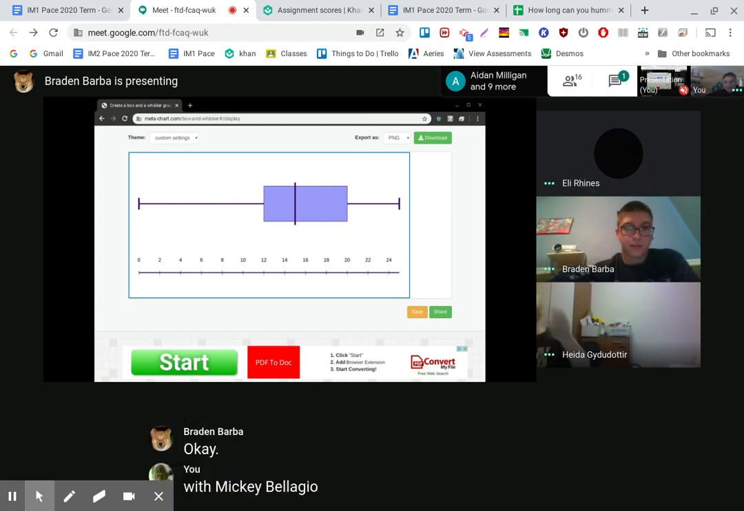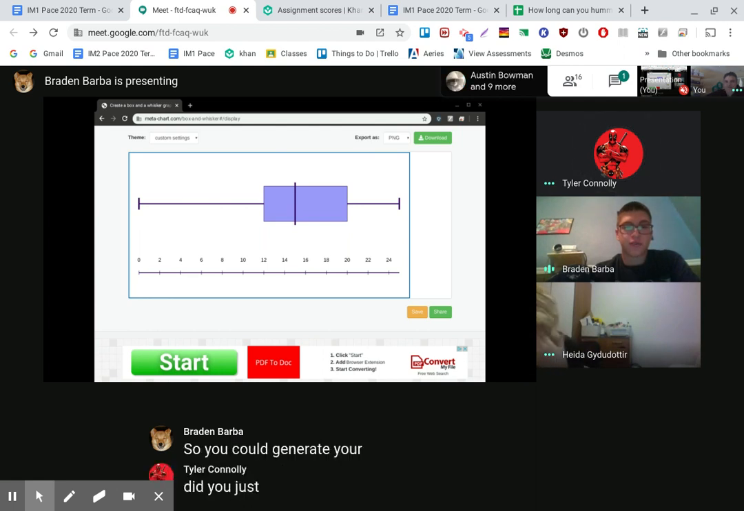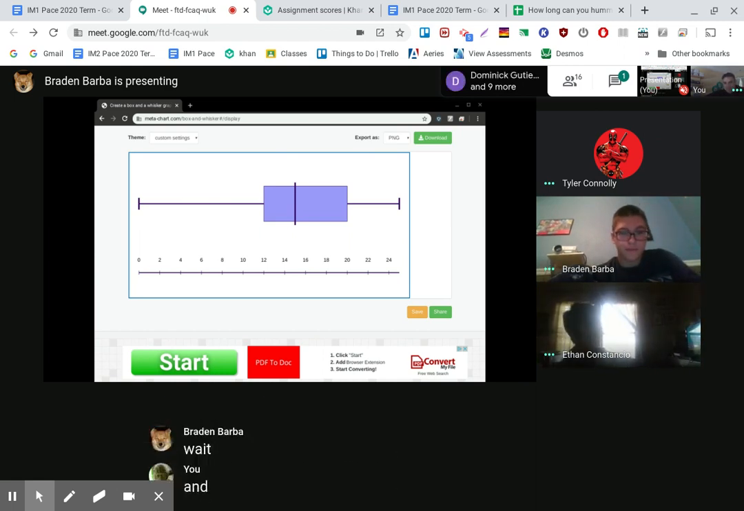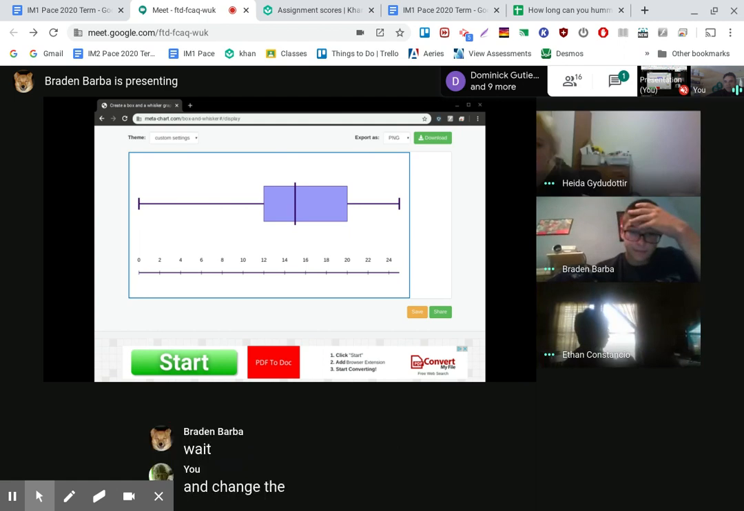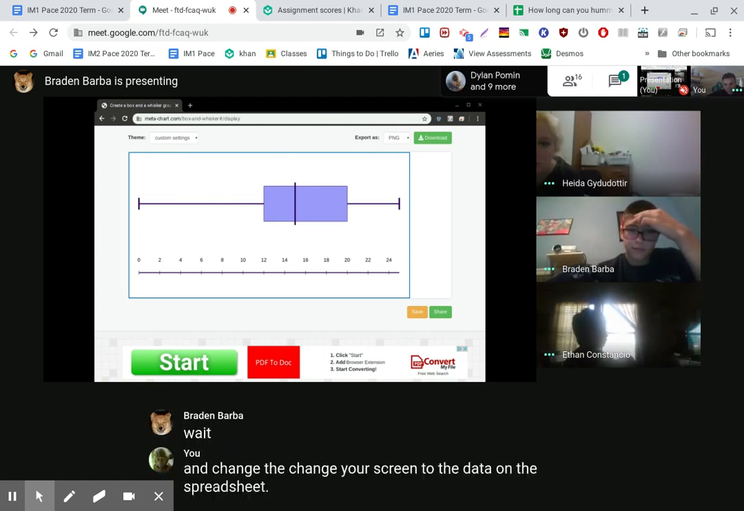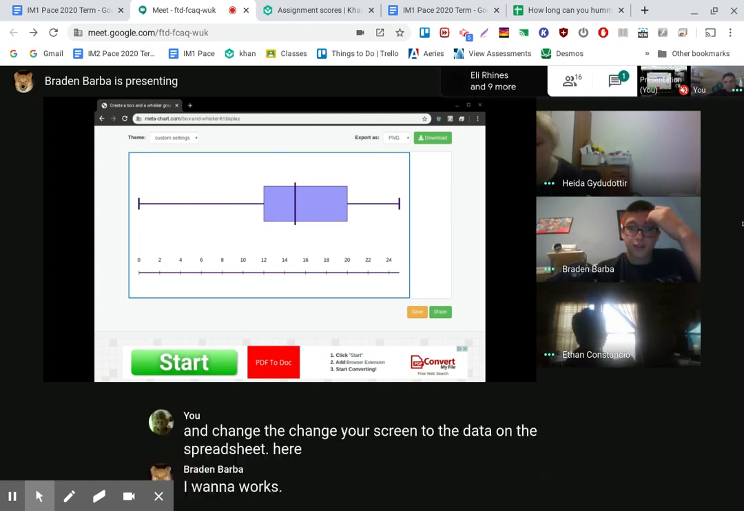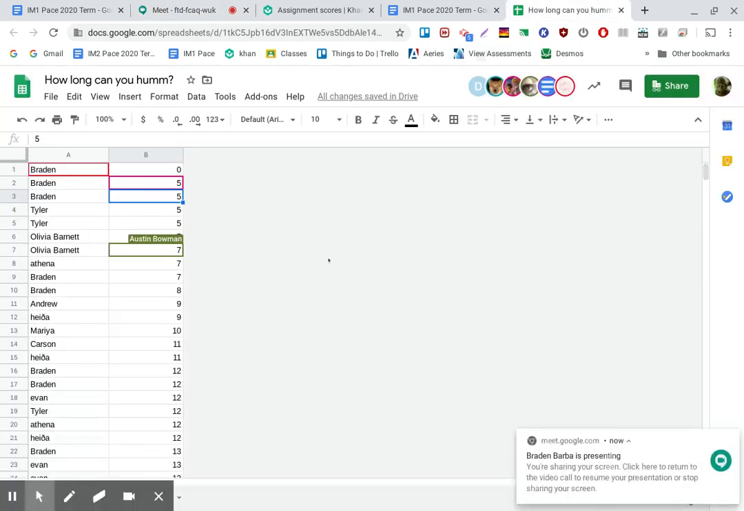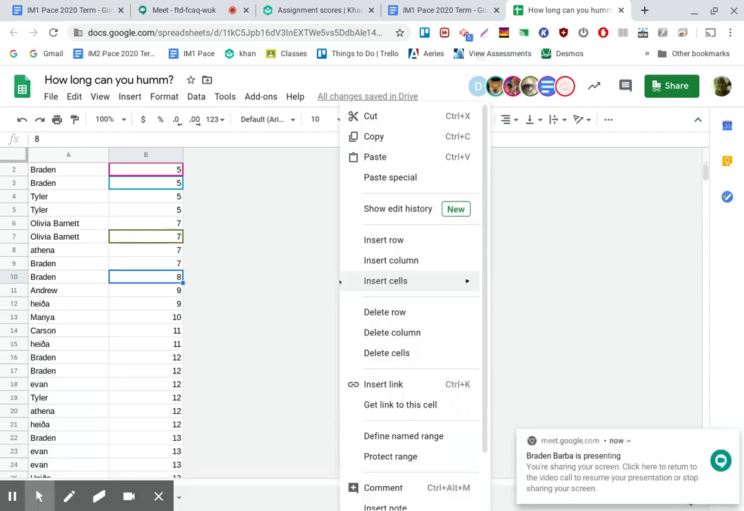All right. So you have to generate your values, it says. Let's see. Present your full screen and change your screen to the data on the spreadsheet. Here. Oh wow, it works. It made it? Oh, it did a weird one though. Hold on. Can you change the bins? I should be able to just drag it out and put in the other one.